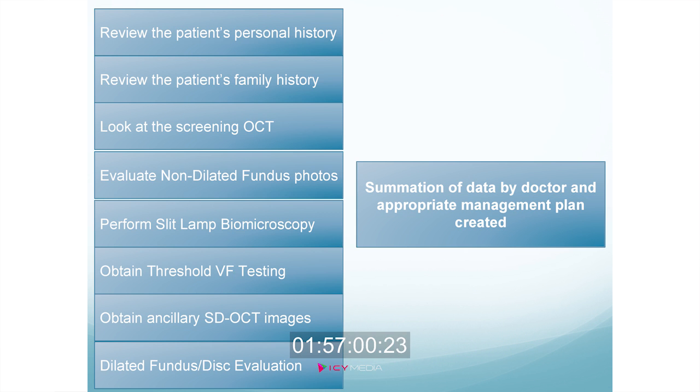We got some non-dilated fundus photos which confirmed the presence of a problem. It showed us superior temporal. In that eye, there was a problem. There was pallor and some edema that correlated with our screening exam. We got an excellent slit lamp and ruled out any inflammatory processes that may have been contributing to the problem.